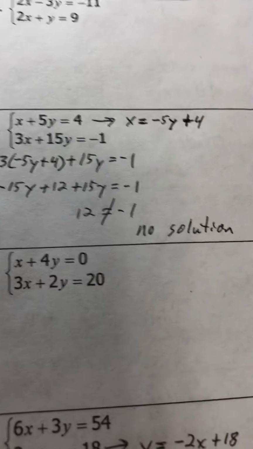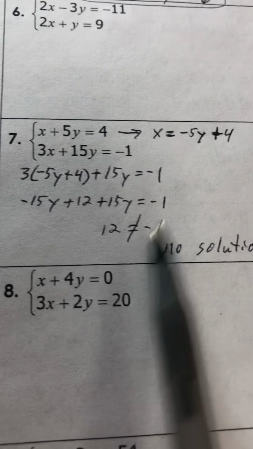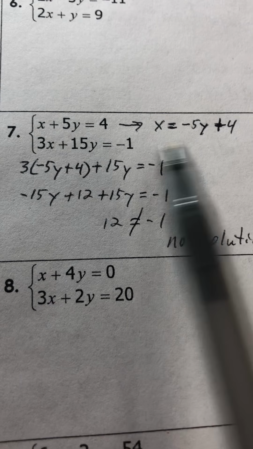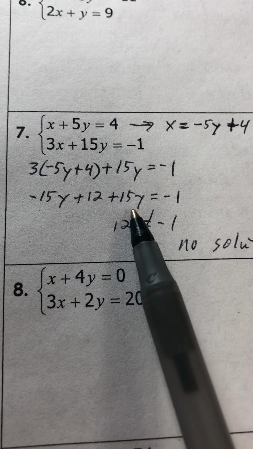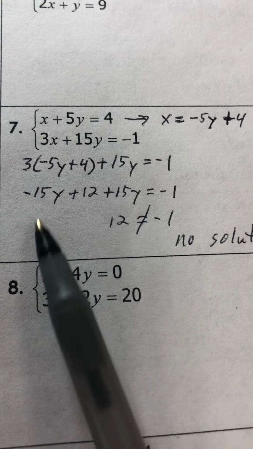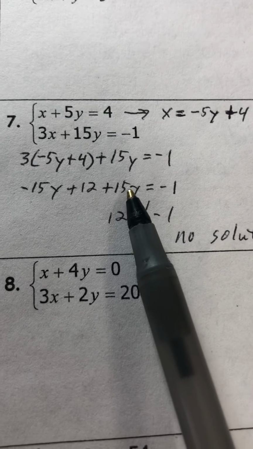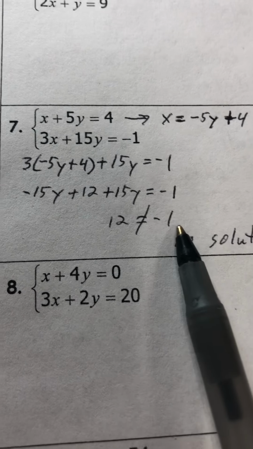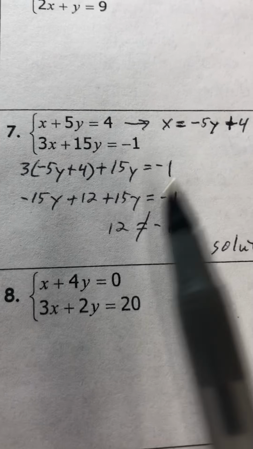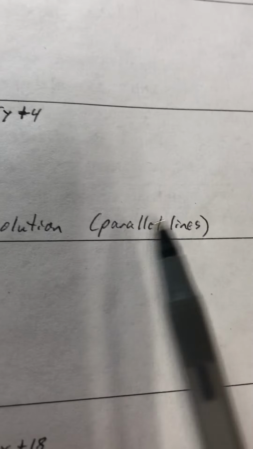And here you're going to find that once you work this out, I get negative 15y and a positive 15y, and when I combine them, I get no y anymore. I just get 12 equals negative 1. That is not so. Because that is not so, it's no solution. In other words, these are parallel lines.